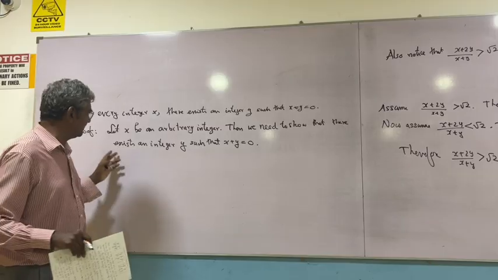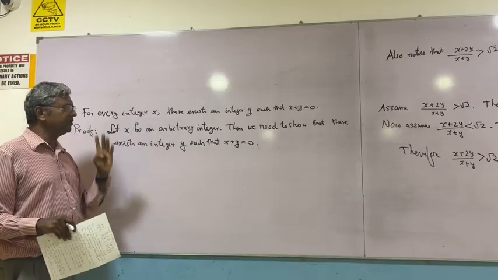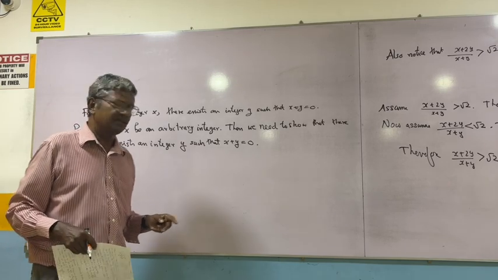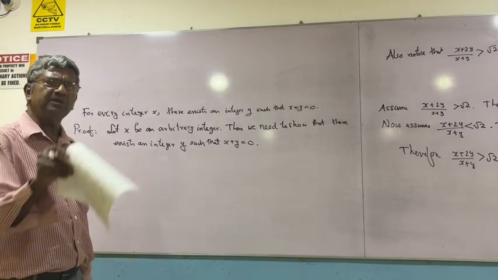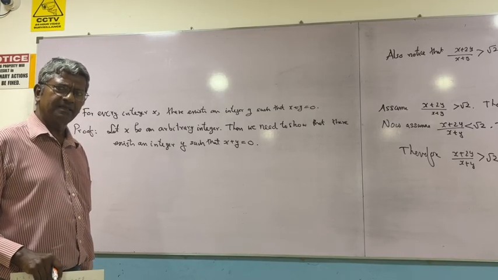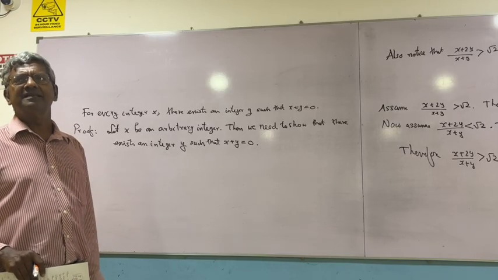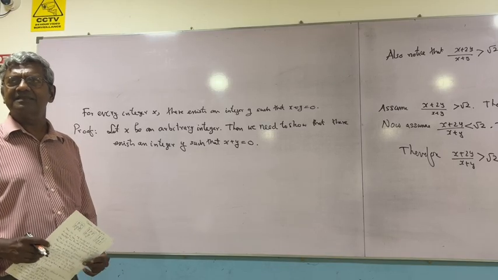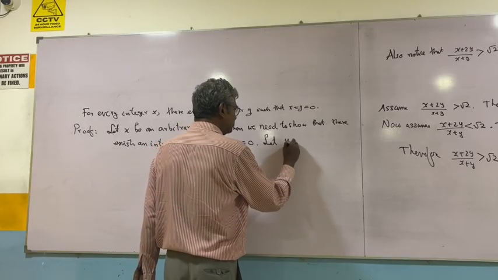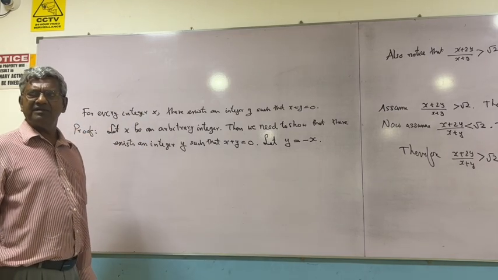And now what I want to do is find an integer y such that x plus y is equal to 0. I have already chosen an integer x. Now can you pick y? How about you? If we pick y as negative x. That's it. y is negative x. y equals negative x. Our y is negative x.